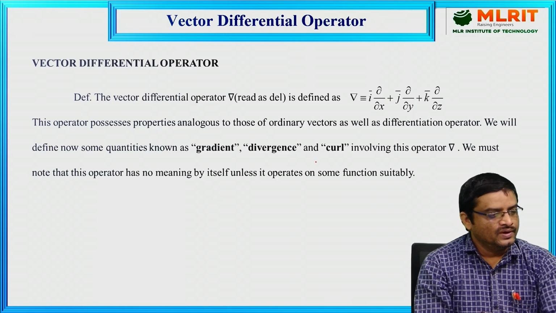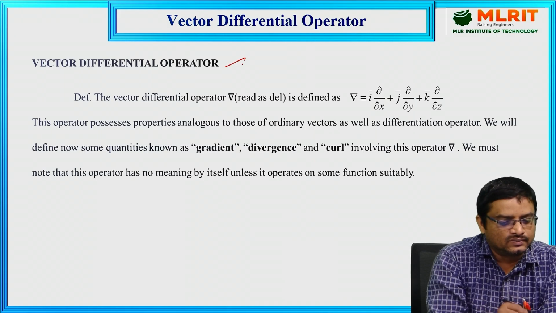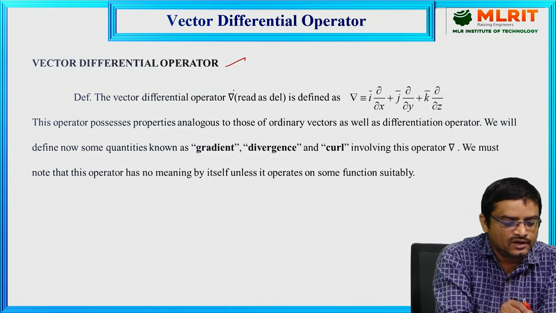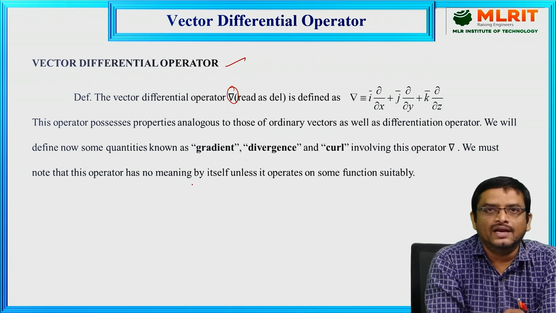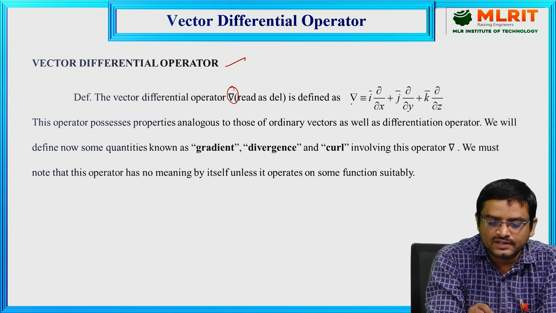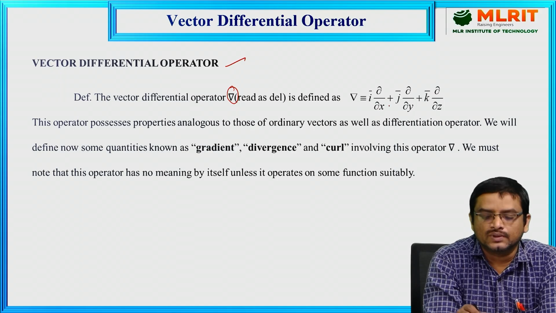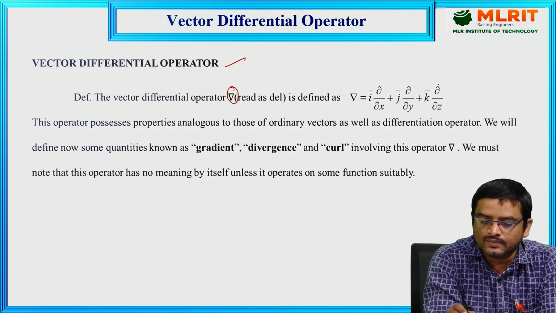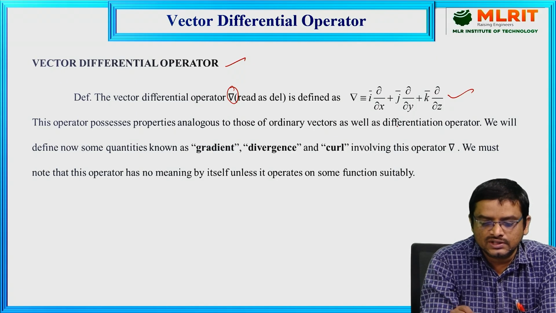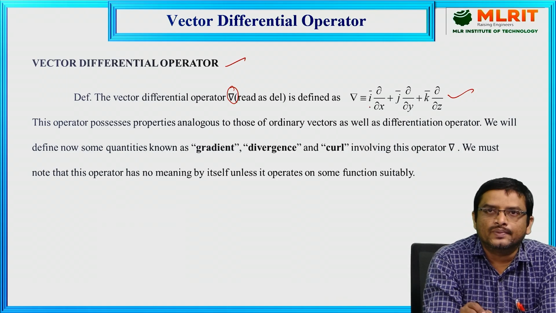So now we'll go for the vector differential operator. The vector differential operator is represented with the symbol del and is defined as del is equivalent to i bar ∂/∂x plus j bar ∂/∂y plus k bar ∂/∂z. So this is the representation of this del operator here.